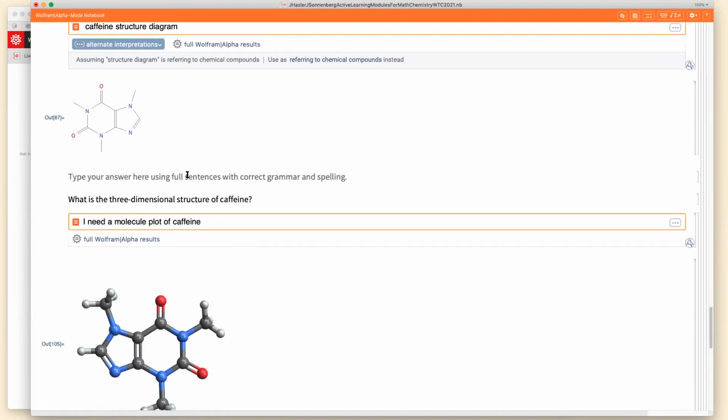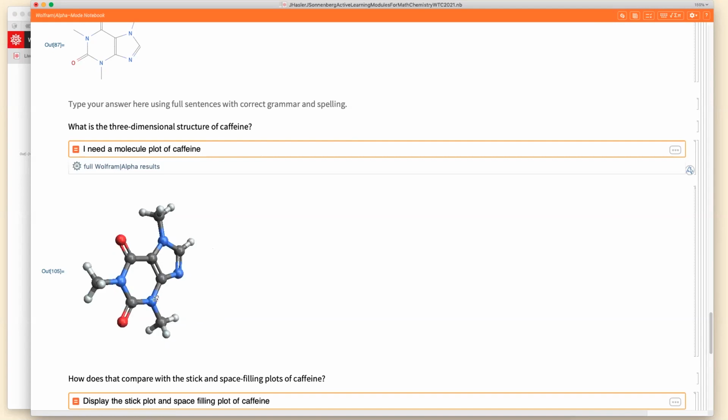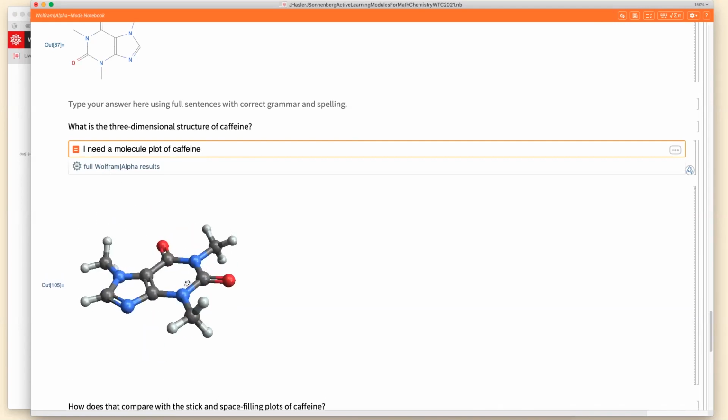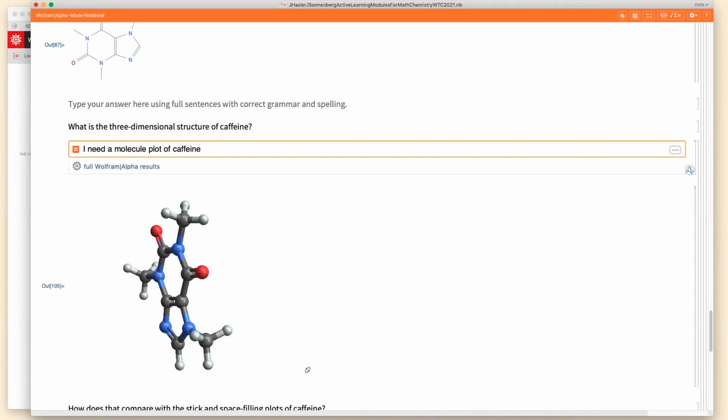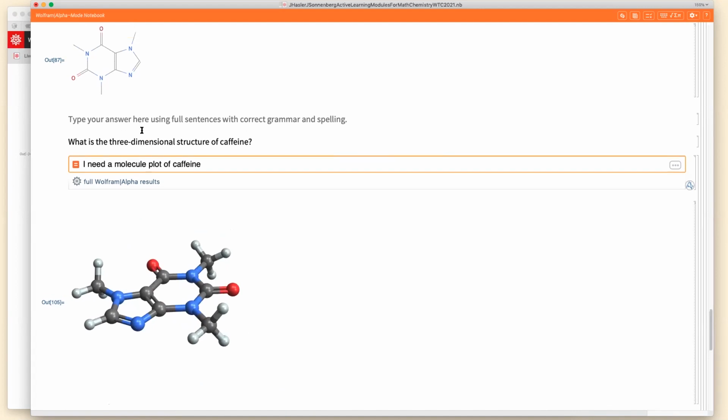Then you can ask about the 3-dimensional structure. And one of my favorite phrases, I just need a molecule plot of X. And here I wanted caffeine. And so we get 3D rotatable molecule plots.